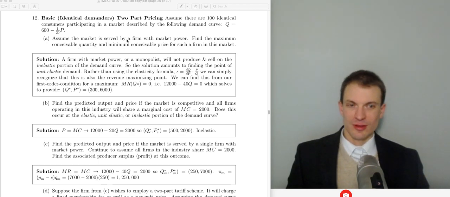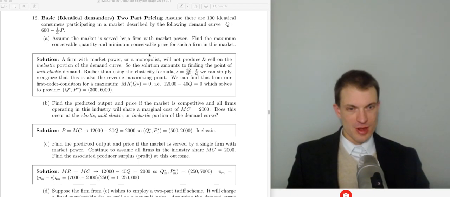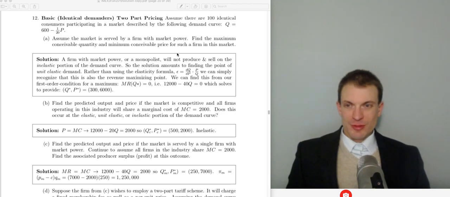Here I'm just asking, like, what's the largest and smallest conceivable price? The smallest conceivable price is free. They're not going to pay you to take the product. And then the largest quantity would be the revenue maximizing quantity. That's all this is doing.